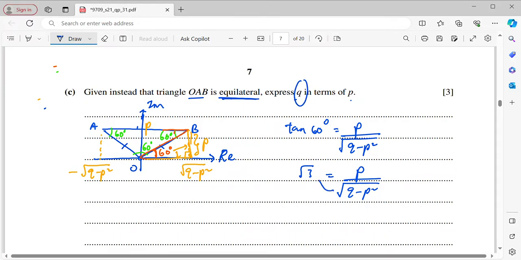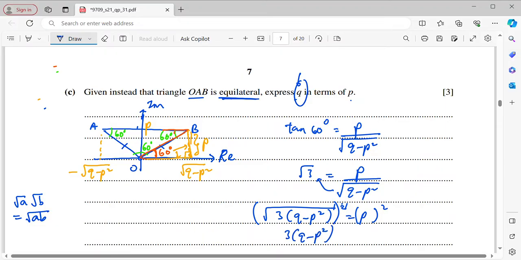So I will move up this square root. So square root a times square root b, I will just combine this into square root ab. So therefore this is square root of 3 times (q minus p squared) equals p. But then since we need to get q as the subject, now I will square both sides. So the square and square root cancel off, but then don't forget this, right? You cancel off, then I will get 3 bracket q minus p squared on the left hand side, but then on the right hand side you will get p squared.